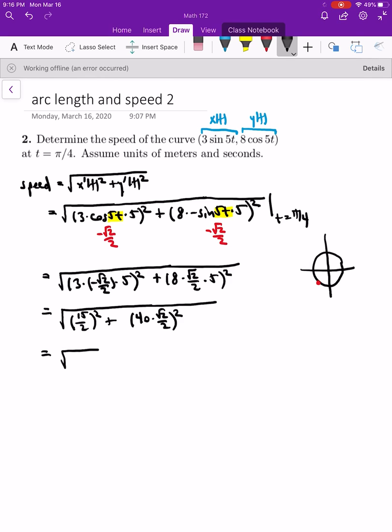Simplifies to root 1825 over 2. Of course, also be mindful of units. Speed will have units of meters per second.